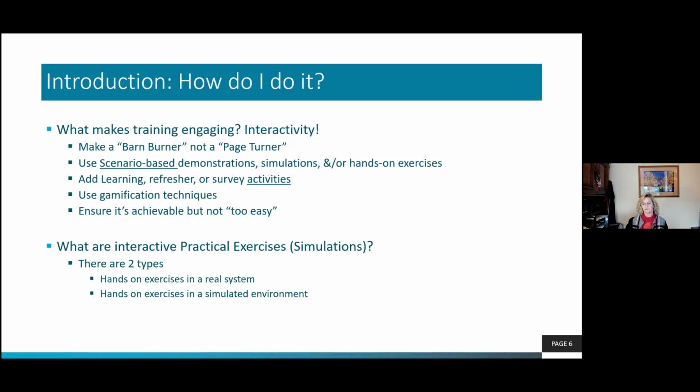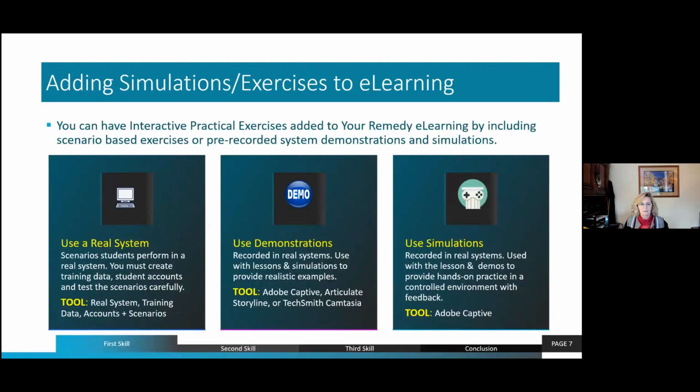One is a real system, with hands-on exercises. They go into the system and do the exercise. The other type is in a simulated environment. It mimics a real system, but it's a safe environment, it's not a real system, and it has some advantages as far as maintenance goes for things like that. So let's talk about these three types.